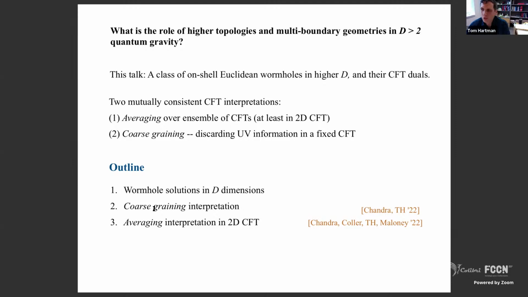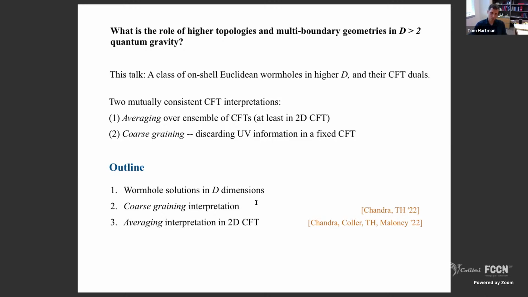Then I'll talk about the coarse graining interpretation that holds very generally in any number of dimensions. And then I'll narrow in on 2 dimensions where we can go further. There's a much wider set of wormholes that can be constructed in 3D gravity, simply because the gravitational equations are easier to solve and analyze. So we can go further in that case, and there I'll talk about how we explicitly define an average over 2-dimensional CFTs.